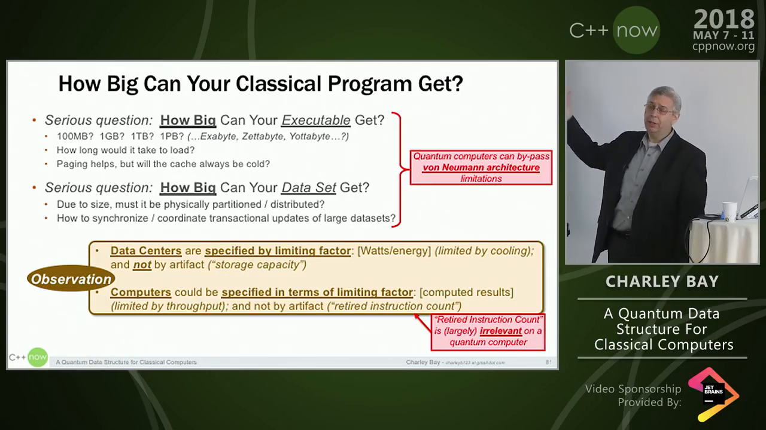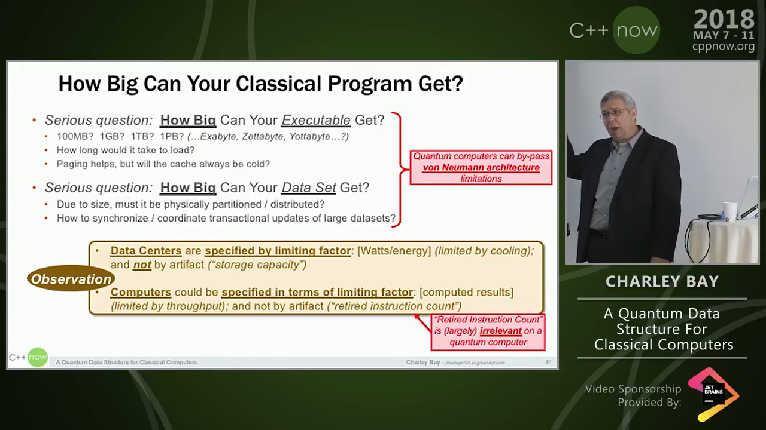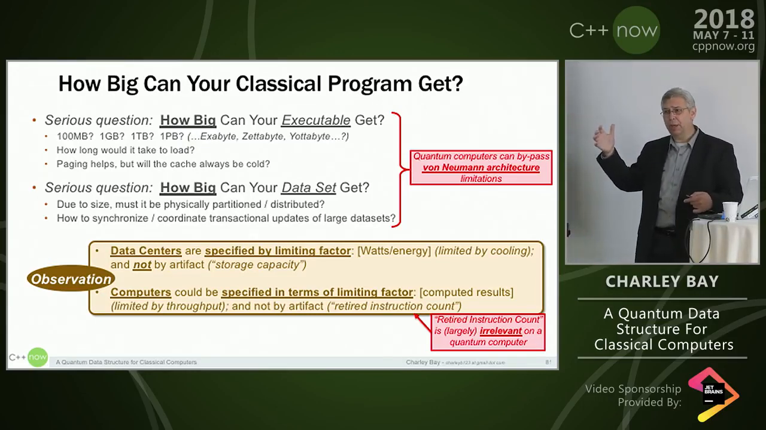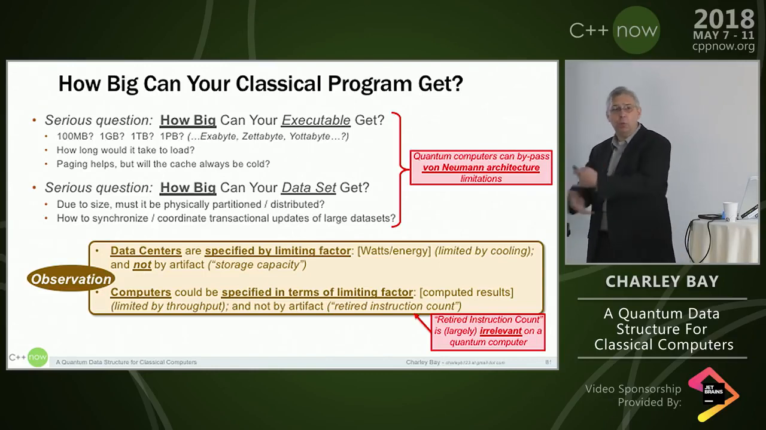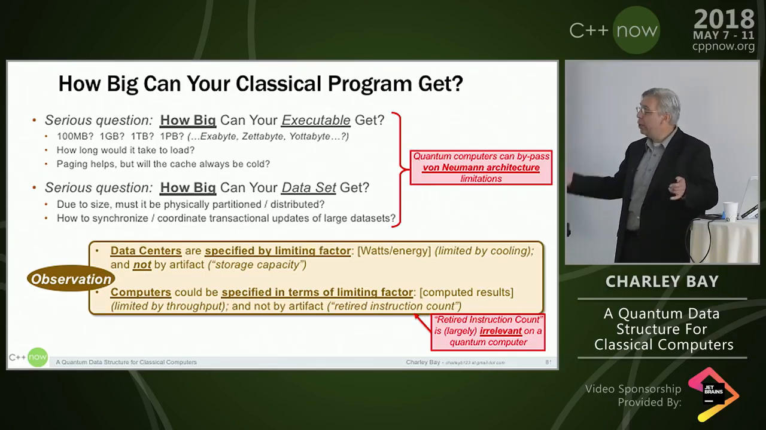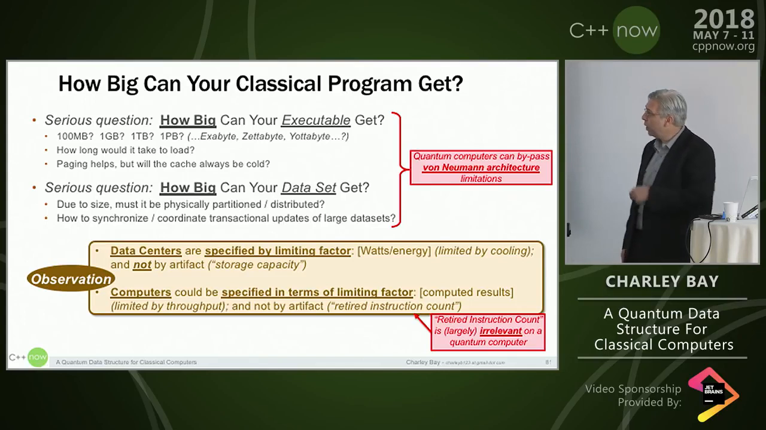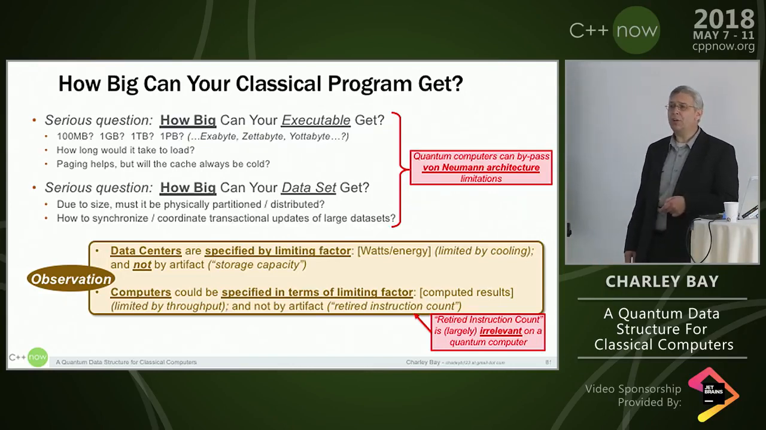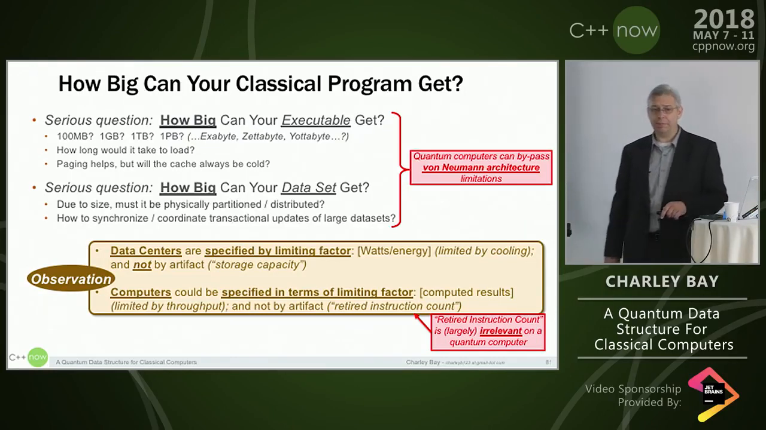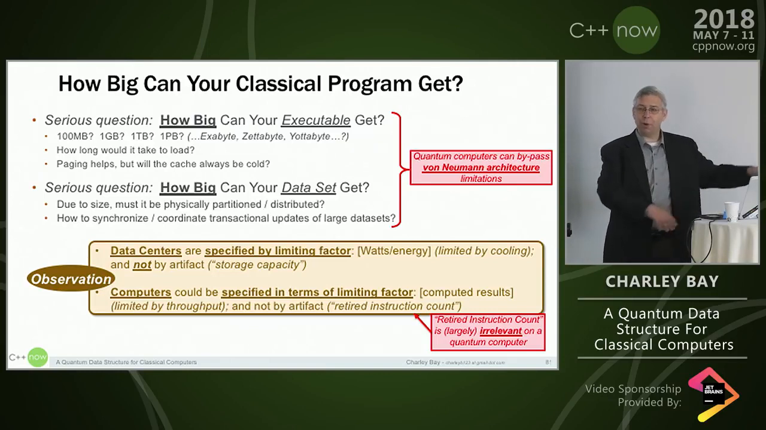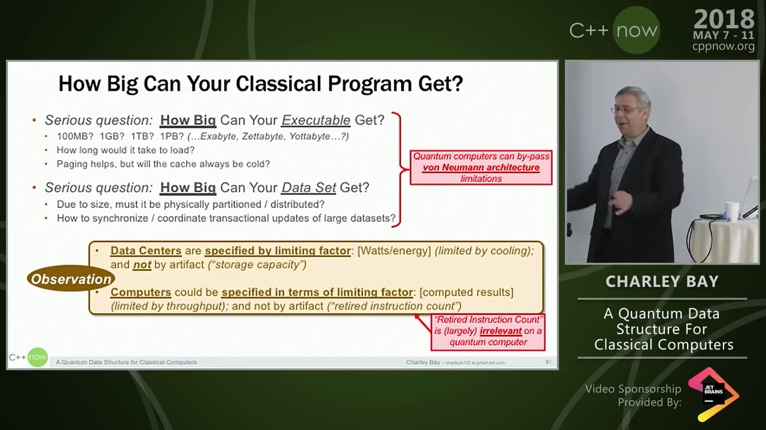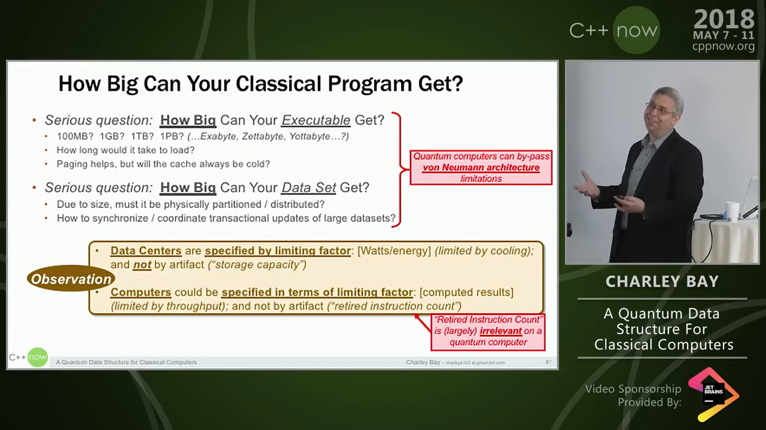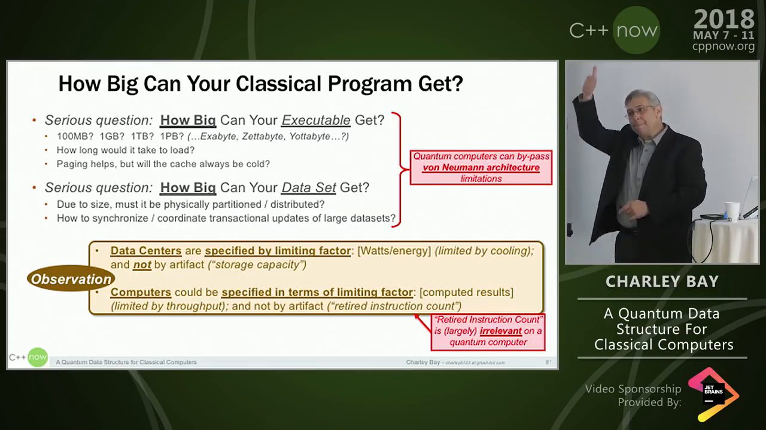Well, quantum kind of bypasses this von Neumann architecture thing. So we now have a strategy, a way to start talking about really big scale stuff. And this is why there's so much commercial and state actor interest in it. And retired instruction count is largely irrelevant. Our strategies are totally different when you do quantum software on quantum hardware. But quantum software on classical hardware is easy. Well, easy. Your computational density inside the data structure goes way high.